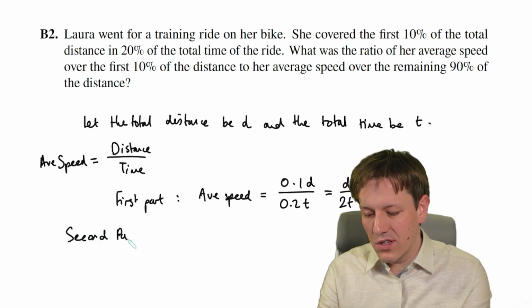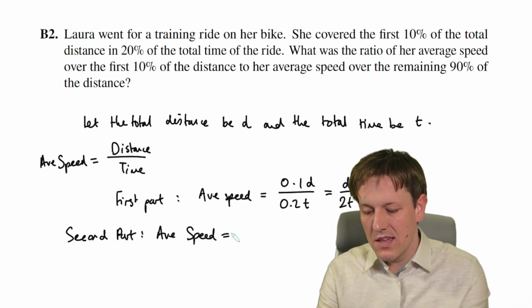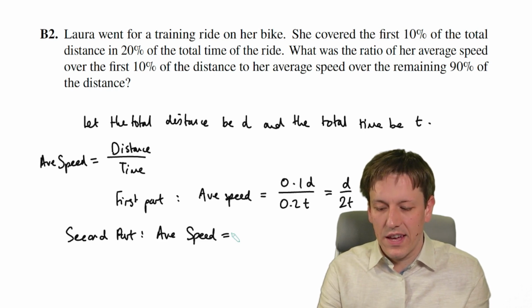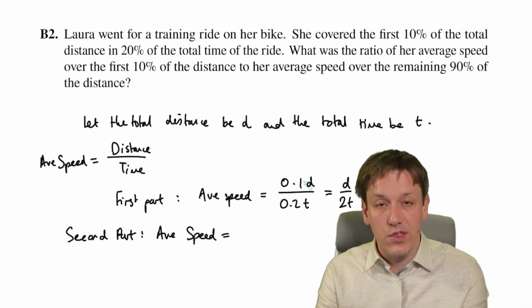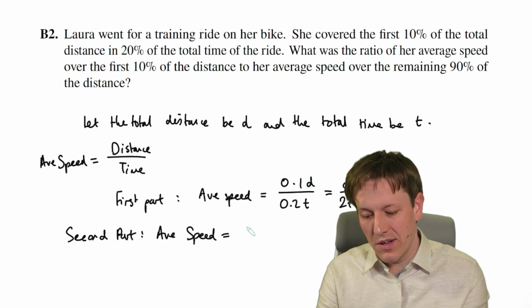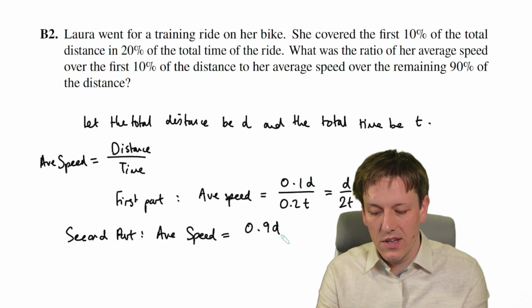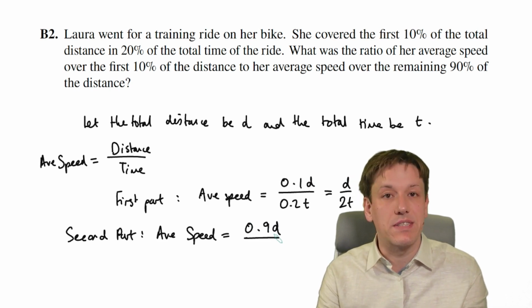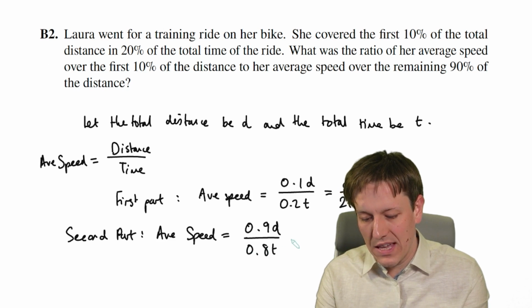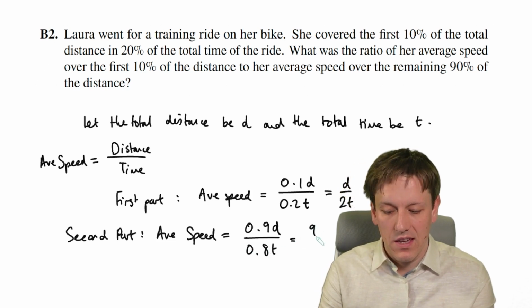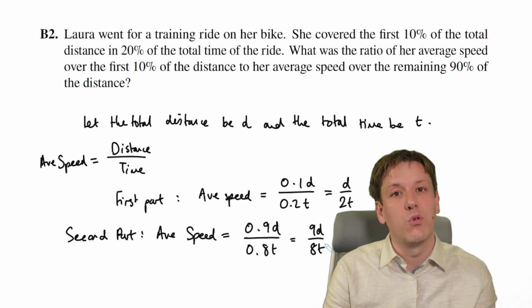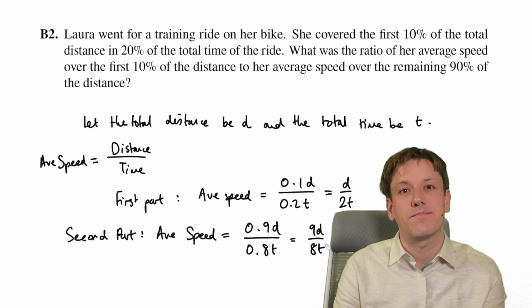Then for the second part of the journey, we've also got the average speed is the distance for that part of the journey divided by the time for that part of the journey. So the distance for that second part of the journey will be the remaining distance. If it was 10% for the first part, it's 90% for the last part, so that's 0.9d, and the time remaining for the second part of the journey will be the 80% left, so that will be 0.8t. So that's going to give me 9d over 8t, again multiplying top and bottom by 10 here.